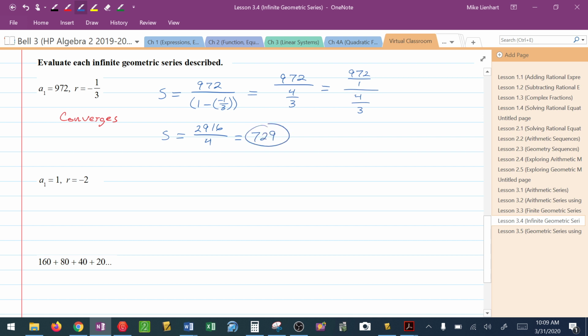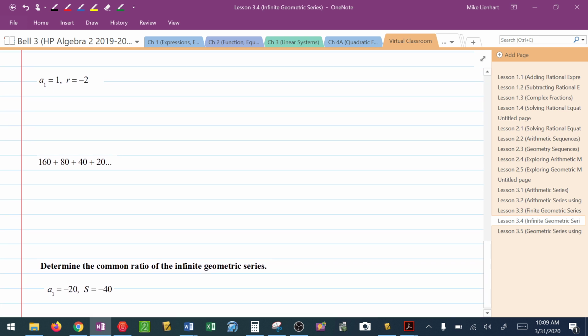All right, take a look at the second one here. All right, the absolute value of R, the absolute value of negative 2, is that going to be less than 1? No, it's going to be greater than or equal to 1. This diverges. If it diverges, can't find it.